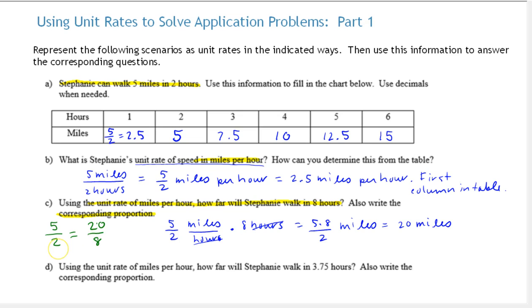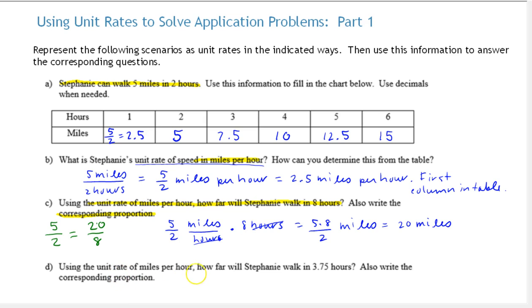So notice that the multiplicative factor is 4. Okay, so 8 hours is 4 times 2 hours. So looking at the table, well, we don't have 8 hours, but 8 would be 4 times 2. And the 20 miles is 4 times the 5 miles. Let's look at the next one.